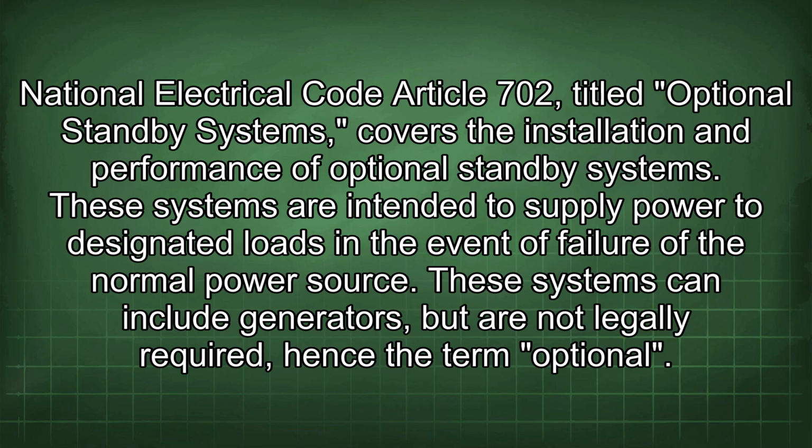National Electrical Code Article 702, titled Optional Standby Systems, covers the installation and performance of optional standby systems. These systems are intended to supply power to designated loads in the event of failure of the normal power source. These systems can include generators, but are not legally required, hence the term optional.